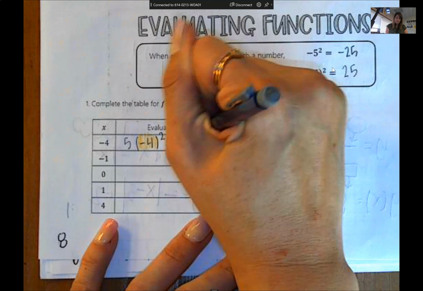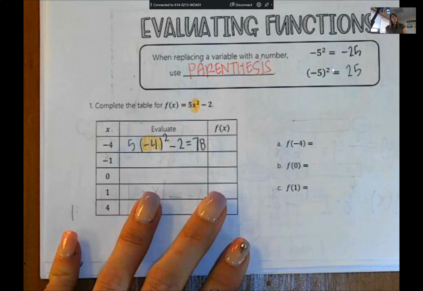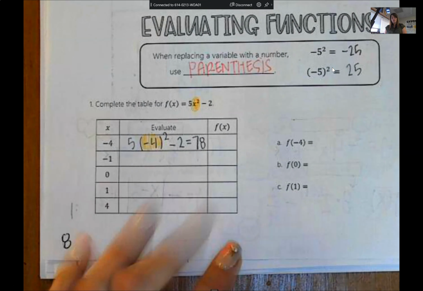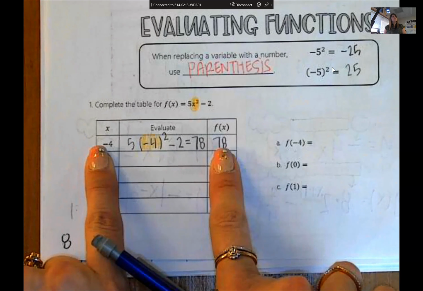So now you can type this into your calculator. We do 5 parenthesis, negative 4 parenthesis, squared minus 2. This gives me 78. So when I put a negative 4 into this function, the function gives me 78. So that is what goes in the f of x column. If you plug in a negative 4, the function gives you 78.